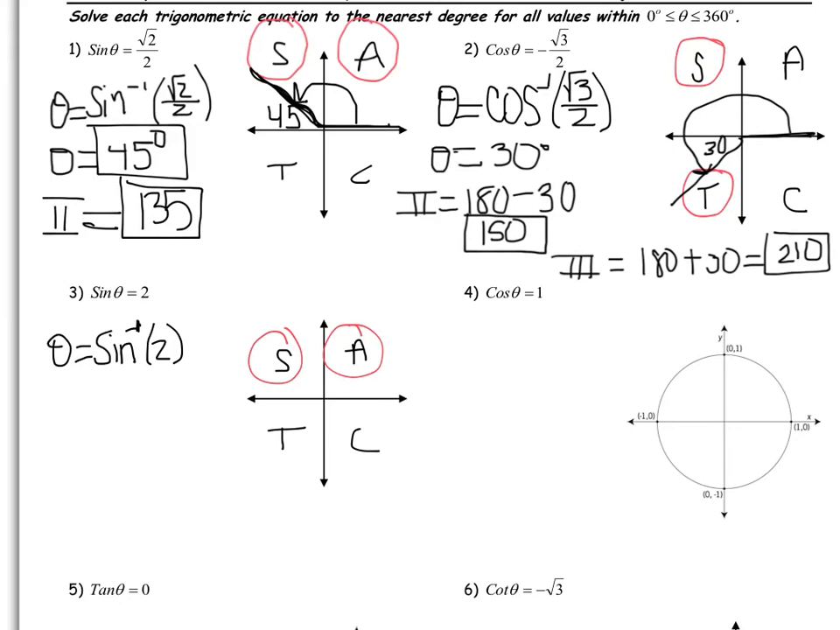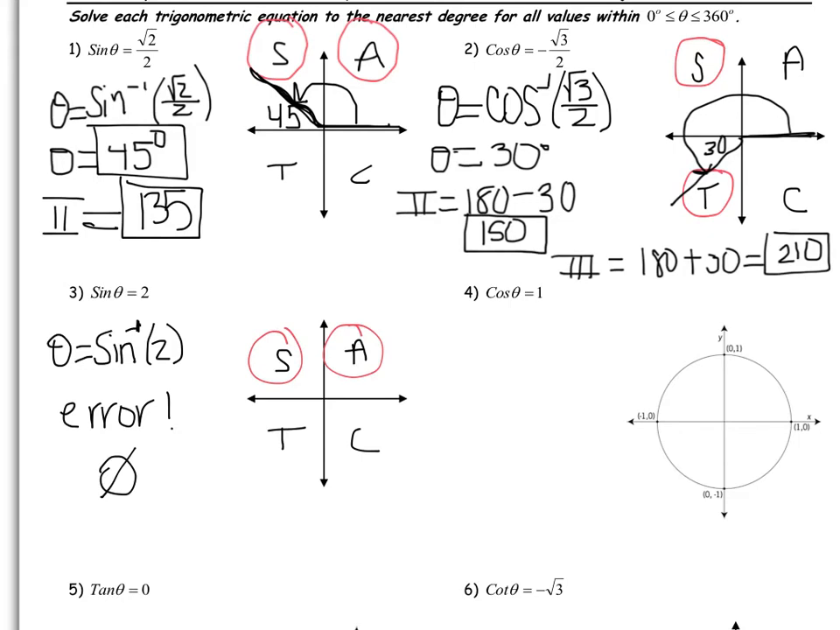What happened? You should have gotten an error. There is an error because sine can't go up to 2. The amplitude was 1. Remember we just talked about that? Therefore, there is no solution to this problem. There's no value for theta that will make this true.